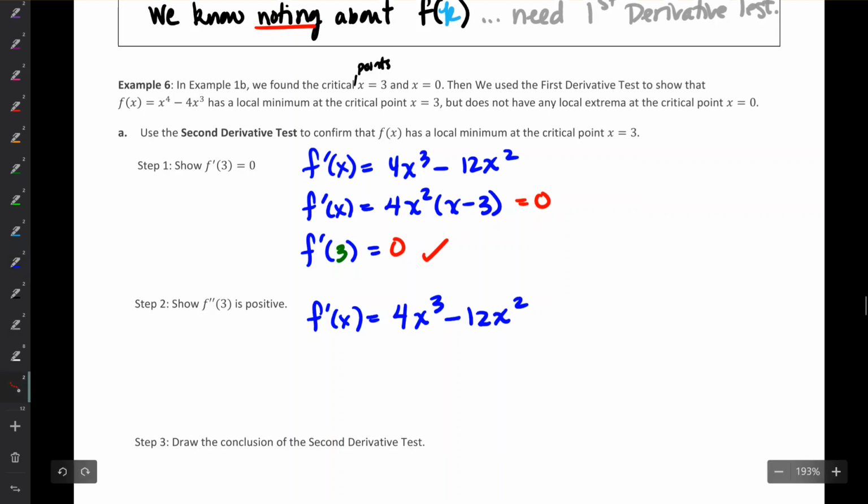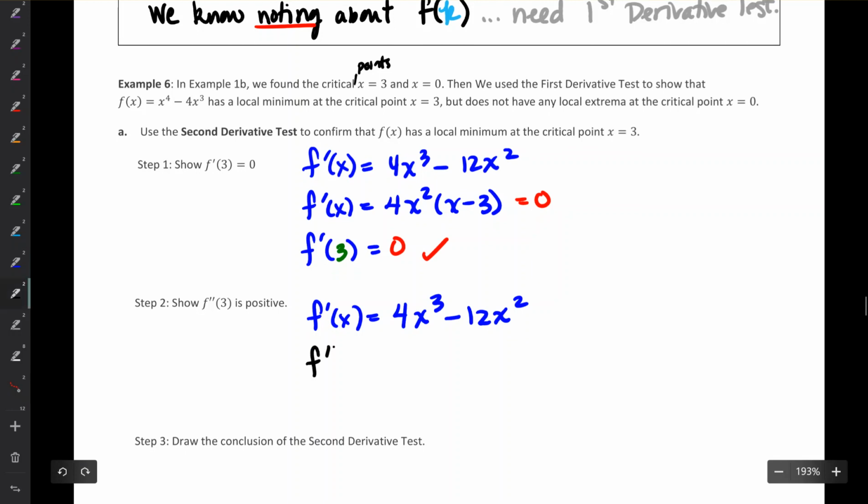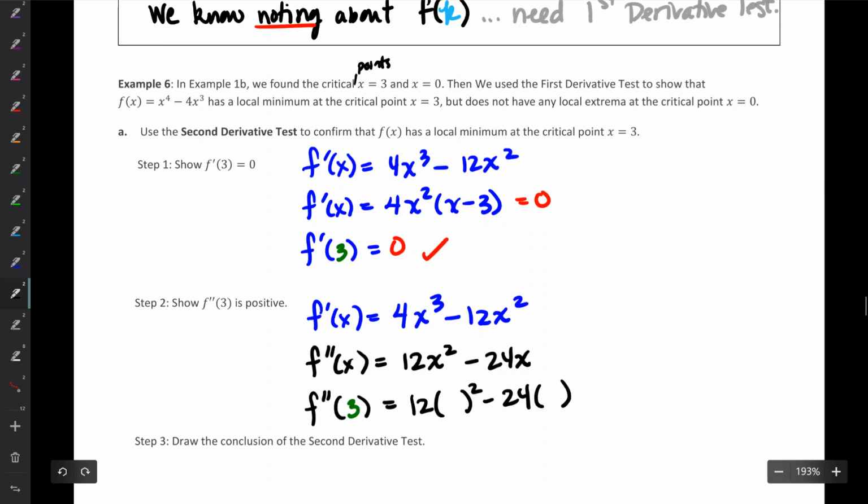So my second derivative is going to be 12x squared minus 24x. Because I know that my first derivative is 0 at 3, all I have to do is go find the second derivative at 3 and see if this is positive or negative. This happens to be 36, but I don't care about that. I care that it's positive.